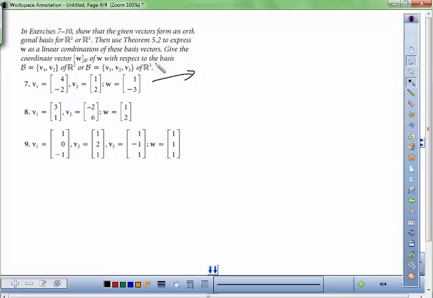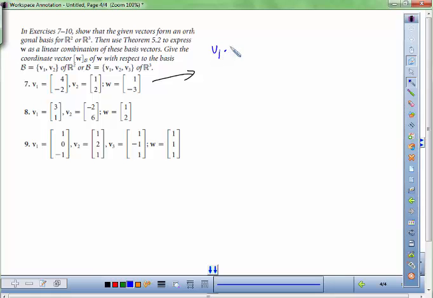Show that the given vectors form an orthogonal basis for R2, then use theorem 5.2 to express W as a linear combination of these basis vectors. Give the coordinate vector W_B with respect to... I didn't mention that, but we'll write it that way. So let's take a look at number 7 and really beat this to death.